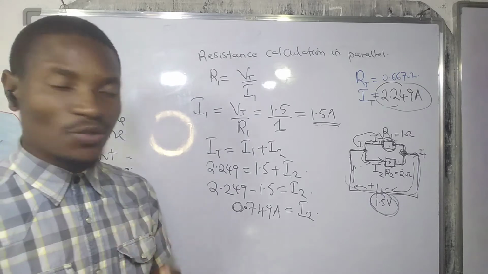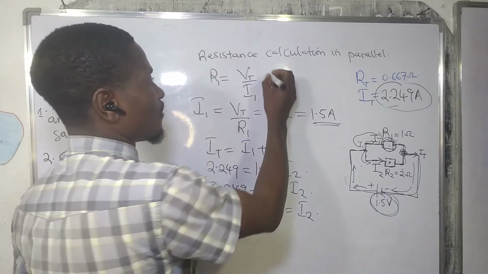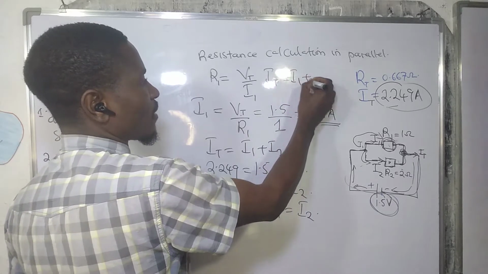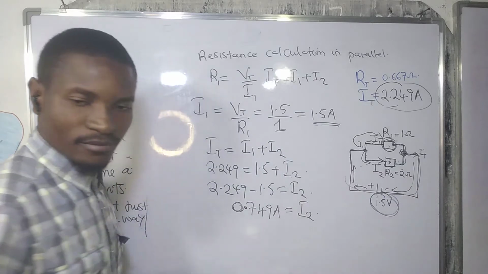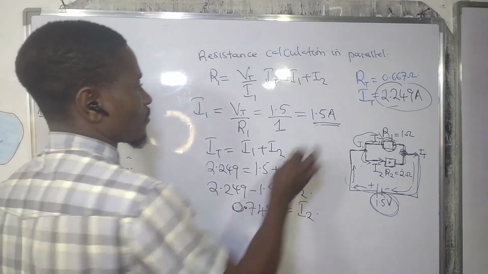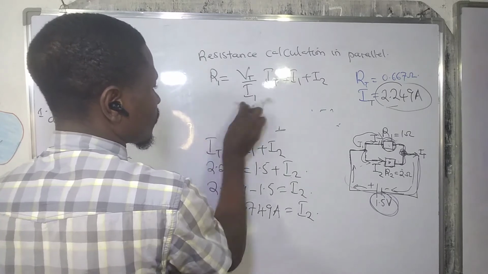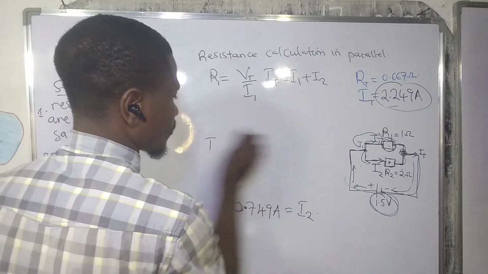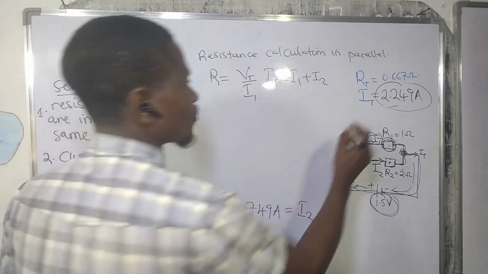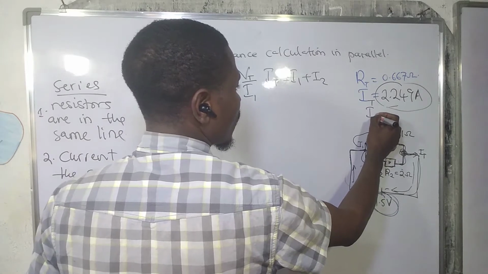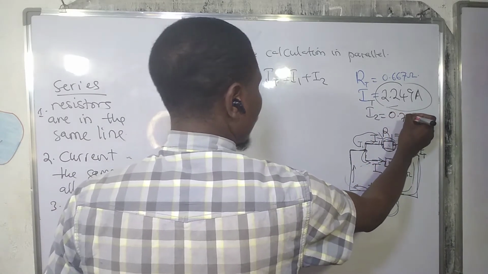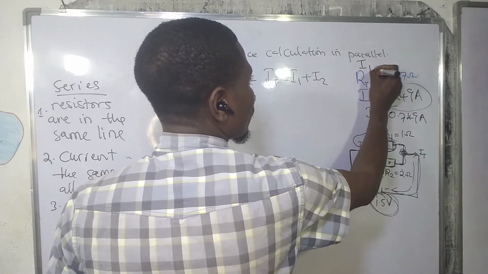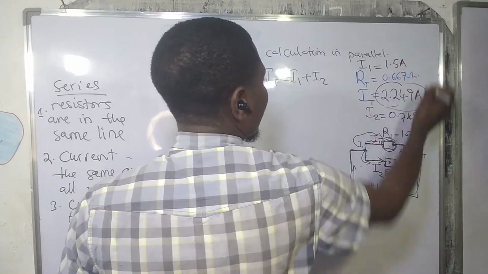Okay, because once you add back that current, the total equals I1 plus I2. So I2 equals 0.749. Then I1 equals 1.5 amps.